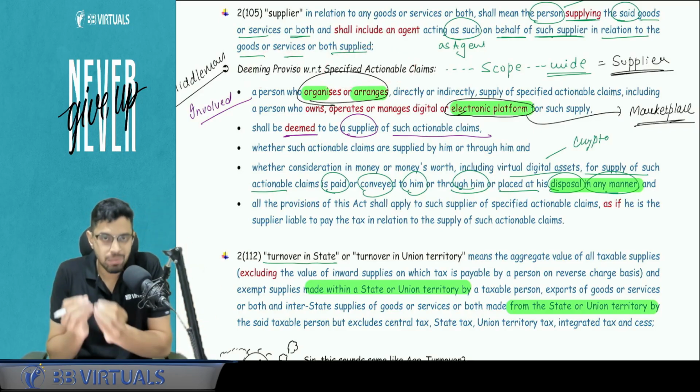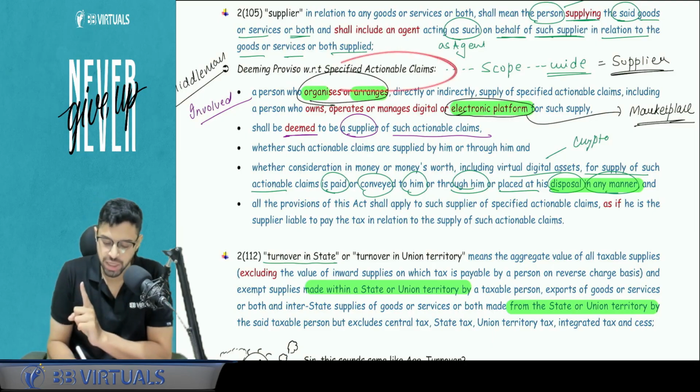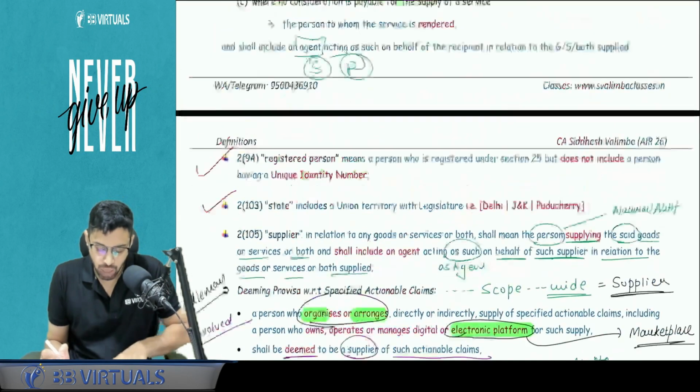Okay, so we are basically increasing the ambit, the scope of supplier only for specified actionable claims. I hope this is clear. Now, what do you mean by recipient?